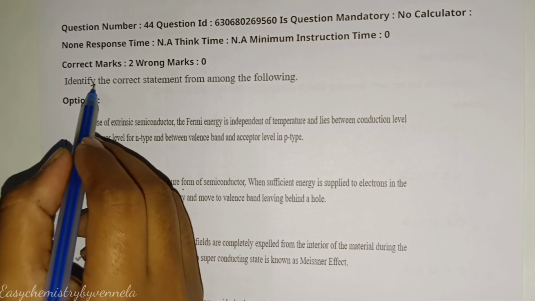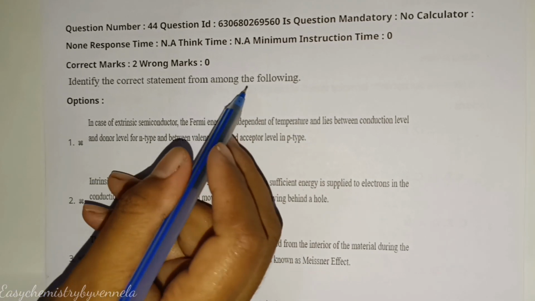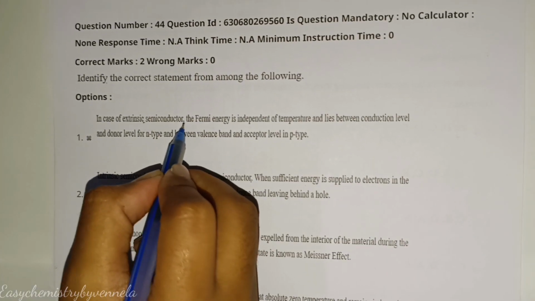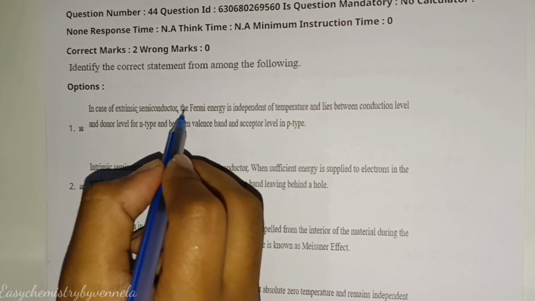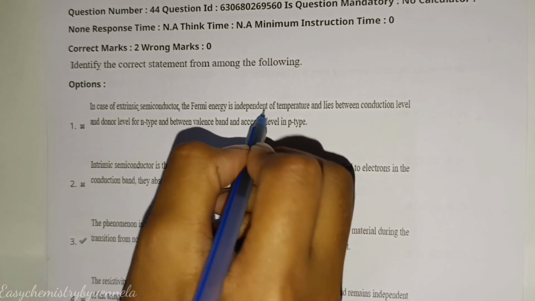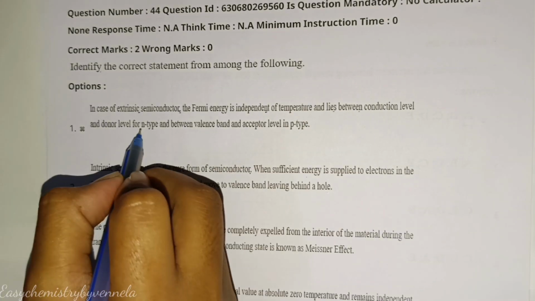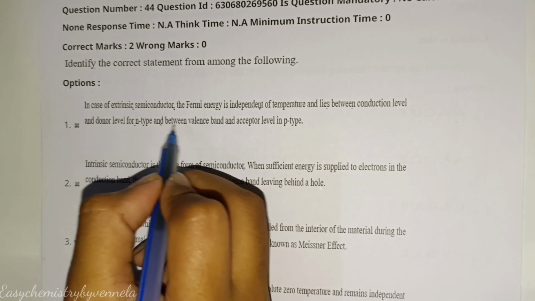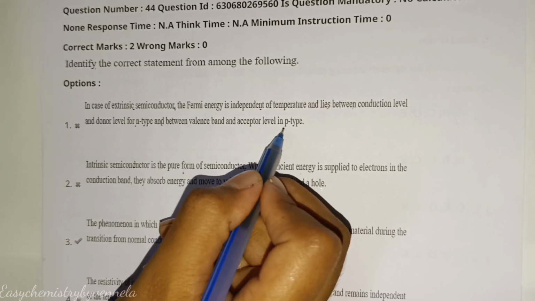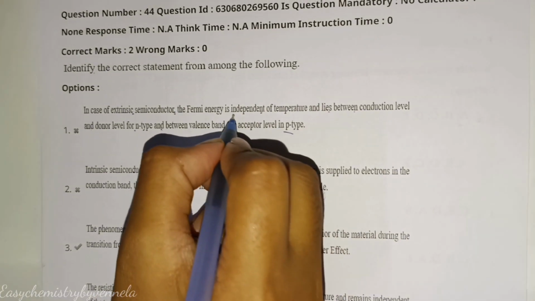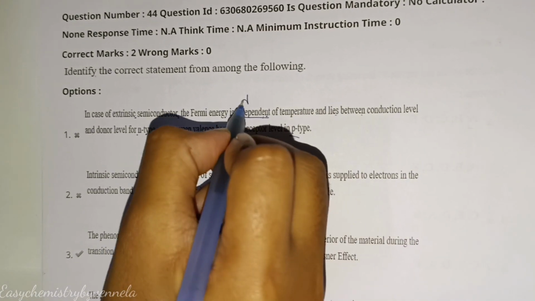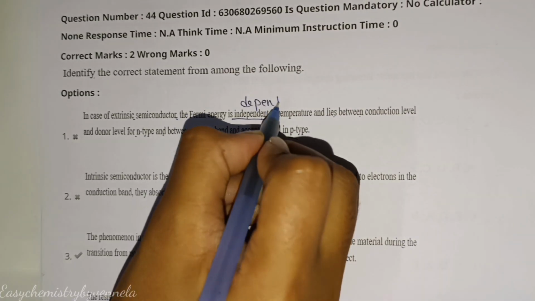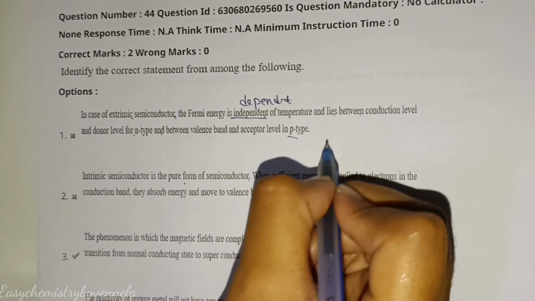Identify the correct statement among the following. In case of extrinsic semiconductor, the Fermi energy is independent of temperature and lies between conduction level and donor level for n-type and between valency band and acceptor level in p-type. Here they given independent. No, it is dependent on temperature. So that is why the statement is incorrect.